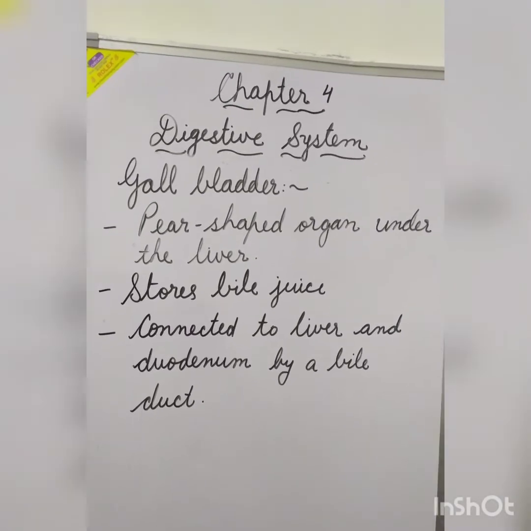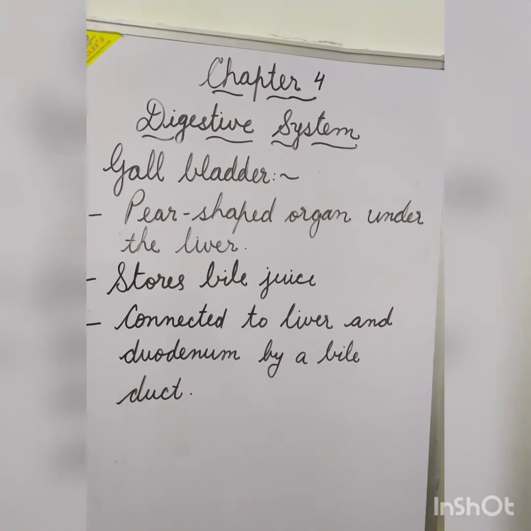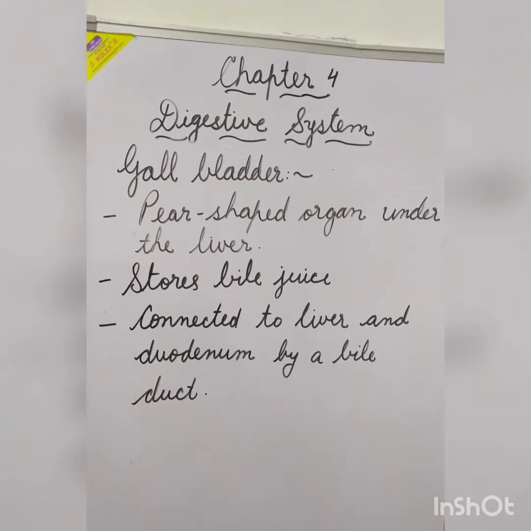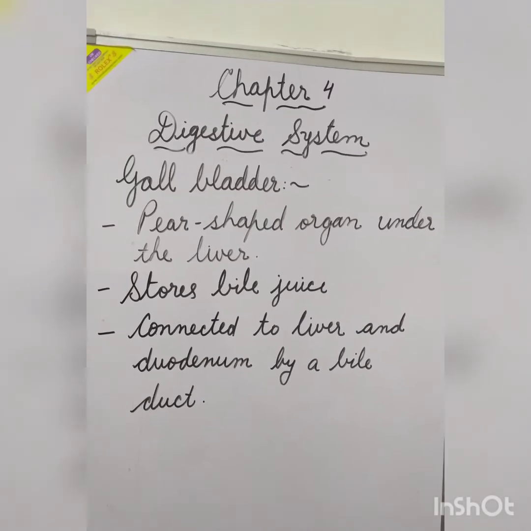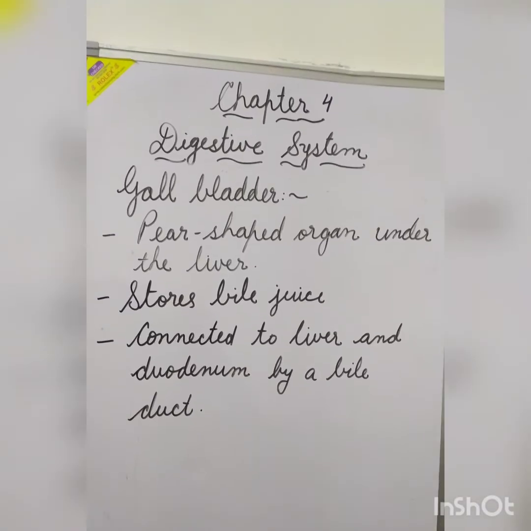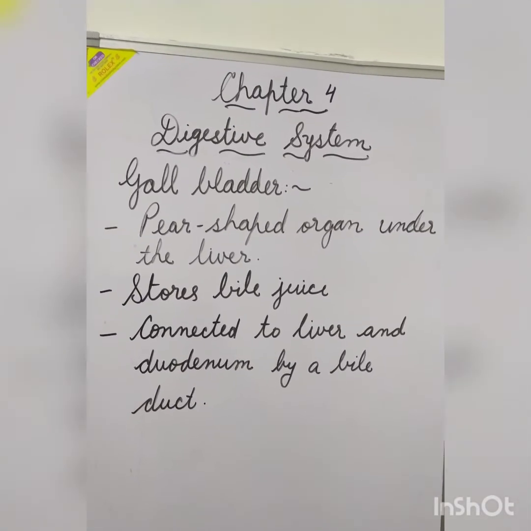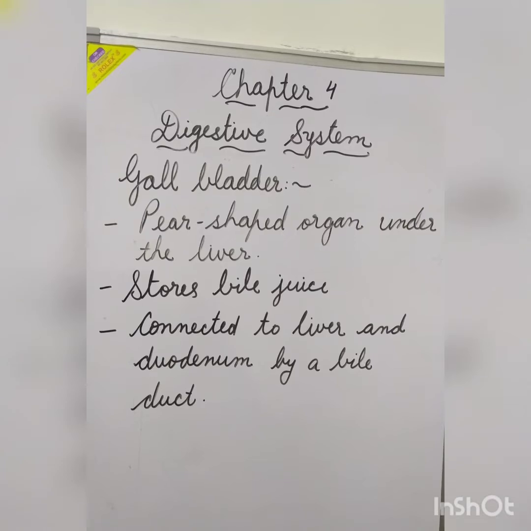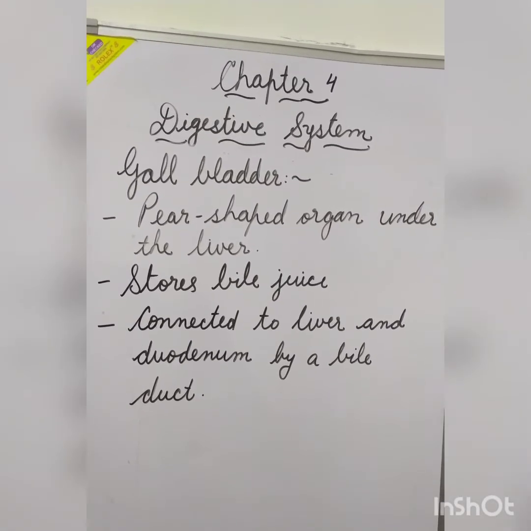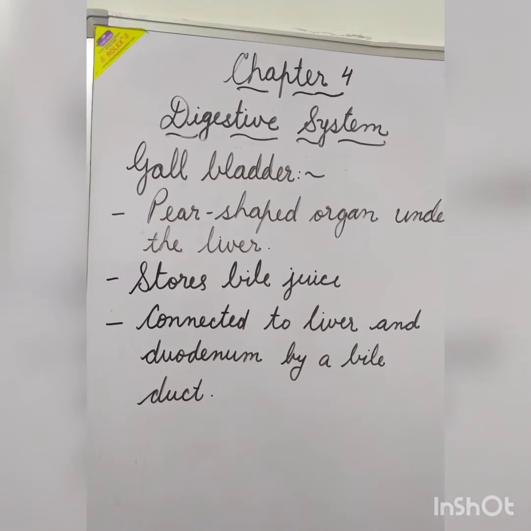Gallbladder. It is a pear-shaped organ situated under the liver. It stores the bile juice which is secreted by the liver till it is needed for digestion. It is connected to the liver and the duodenum of the small intestine by a bile duct.